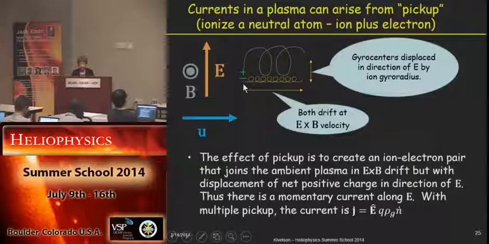You notice that when we've got a constant situation established, the gyrocenter, the mean position of the ion, has shifted up by one ion gyro radius. The mean position of the electron has shifted down by one electron gyro radius, but that's effectively zero. So the bottom line is that a plus charge has moved one ion gyro radius on average. That's enough to make a current of the charge times the ion gyro radius in the direction of E. And since we have many of these ionizations per second, we get a current density in the direction of E, but it's Q times the gyro radius times the pickup rate.